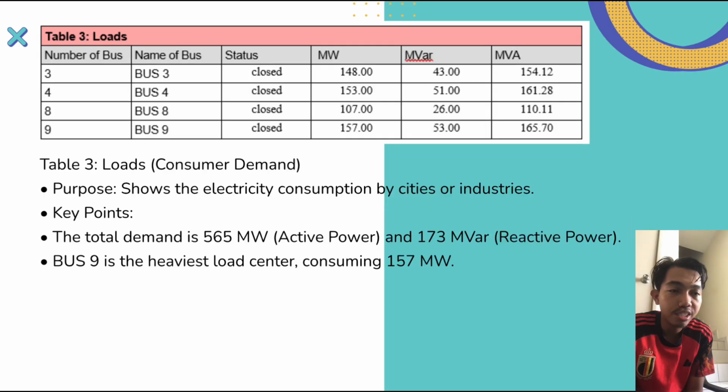Table 3 shows the load data. The purpose is to show the electricity consumption by cities or industries. The key point is the total demand is 565 megawatts active power and 173 MVAR reactive power. Bus 9 is the heaviest load center, consuming 157 megawatts.